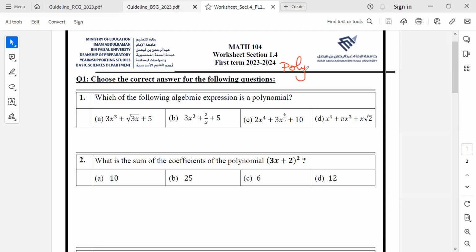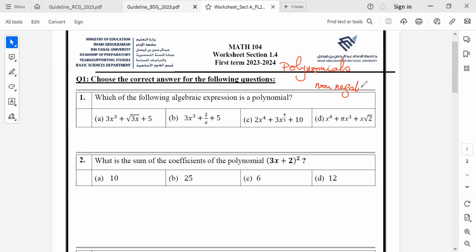Polynomials. So question one is about the definition of a polynomial. Which one of these algebraic expressions is a polynomial? I recall a polynomial: the condition is that the exponent of the variables must be a non-negative integer.